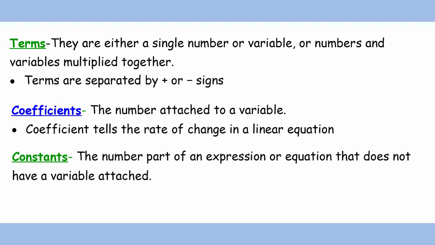Now to continue, terms are either a single number, a variable, or a combination of them together, and they are normally separated by the adding sign or subtracting sign and the equal sign. A coefficient is the number attached to a variable and is normally in front of the variable. And the coefficient is really useful because it tells you the rate of change in a linear equation. Constants are the number part of an expression or equation that does not have a variable attached to it.